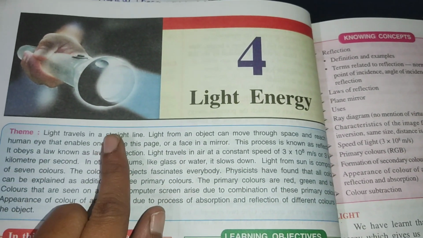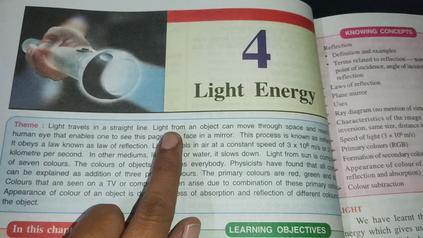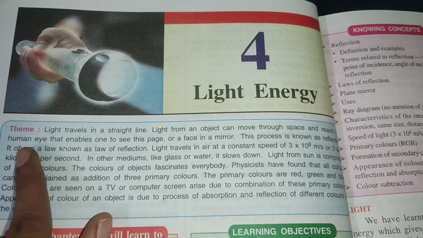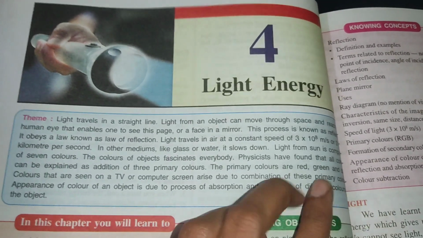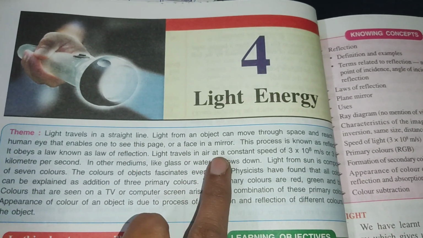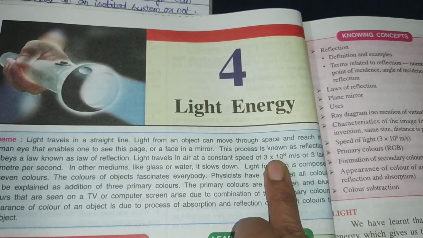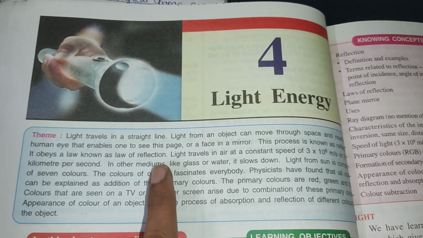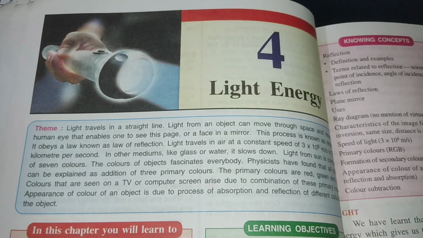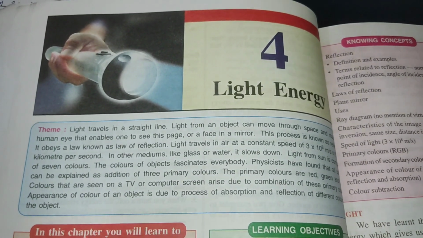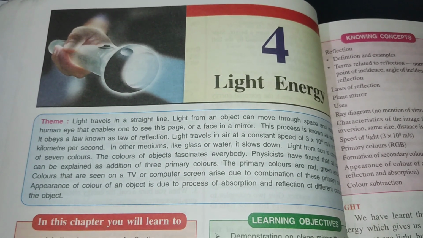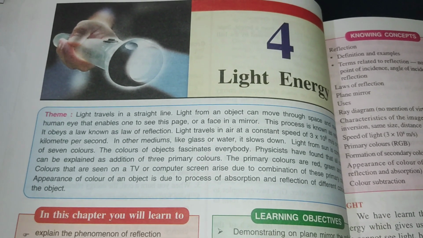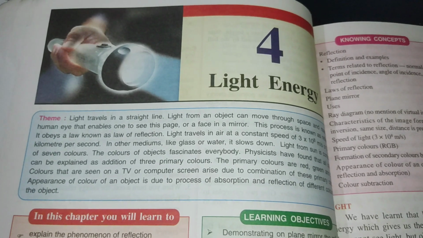So light travels in a straight line. Light from an object can move through space and reach the human eye, which enables us to see this page or our face in the mirror. This process is known as reflection, and it obeys a law known as the law of reflection. Whenever light moves through space, it reflects back and comes to our eye so that we can see things.